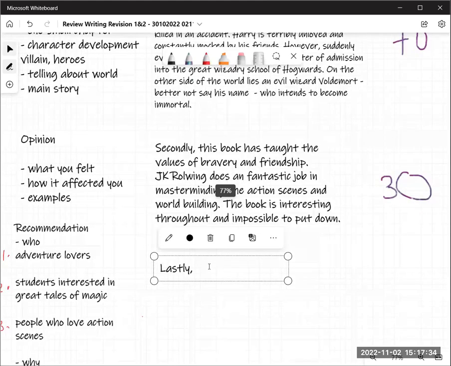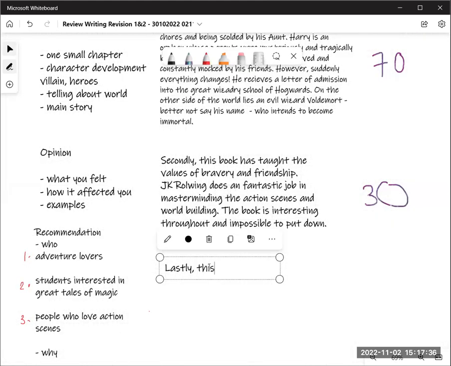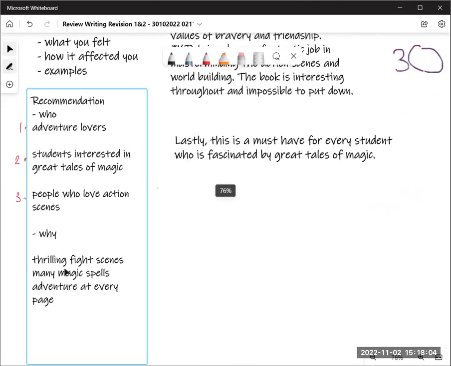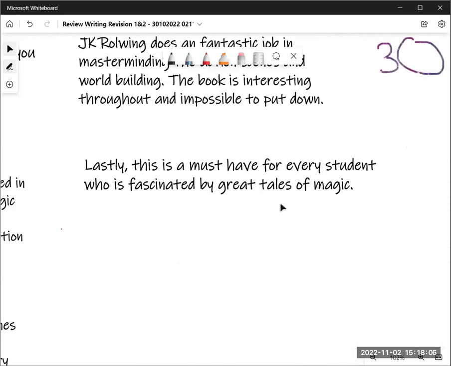We'll say this is a must-have for every student who is fascinated by great tales of magic. Now, people who love, okay, that's fine. What did I write about magic? I wrote about magic spells. So I'll give an example here.